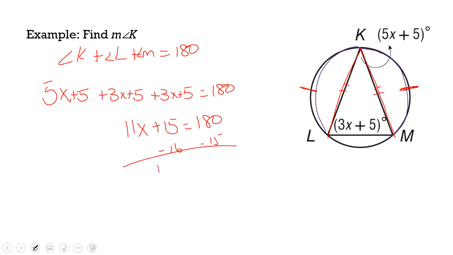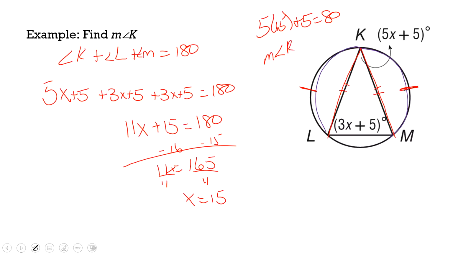I end up with 11x equals 165. Whoops, x. Divide by 11. I find out that x equals 15. So I can plug that into my equation over here. I get 5 times 15 plus 5. That's going to equal 80. So now I know that the measure of angle K equals 80 degrees.